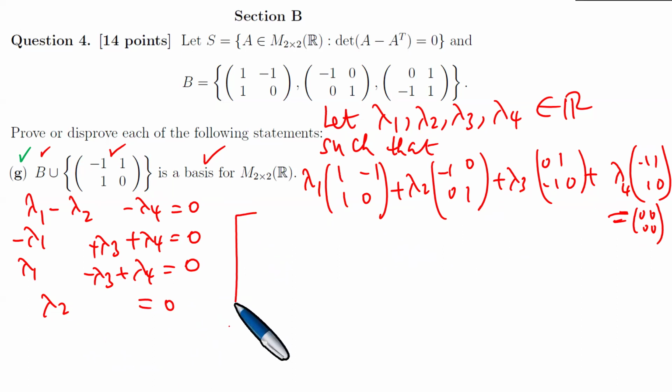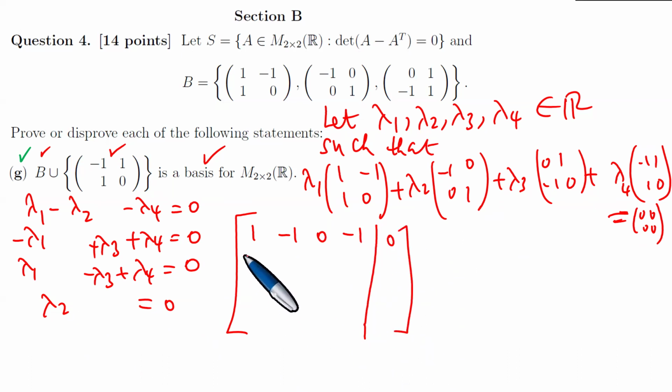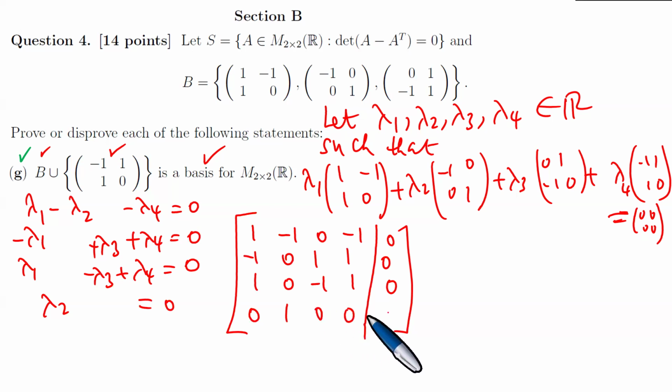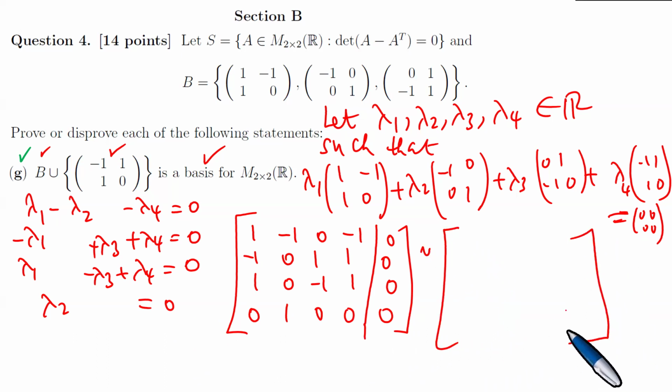Let's write a matrix out of this. We have 1, minus 1, 0, minus 1, 0. Minus 1, 0, 1, 1, 0. 1, 0, minus 1, 1, 0. 0, 0, 0. Okay, this is the matrix we're getting. We need to just go on with the row reduction of this and see what we're getting.